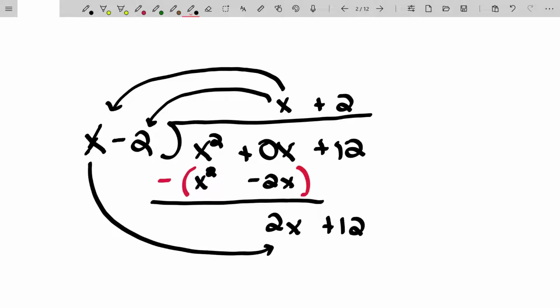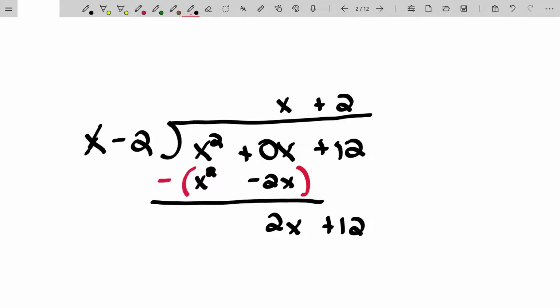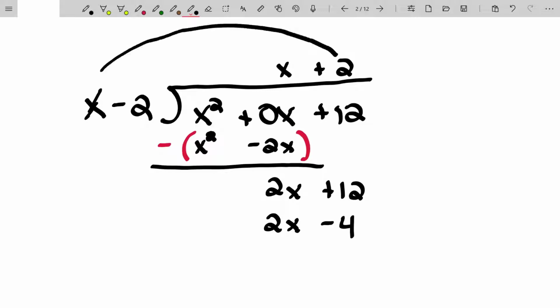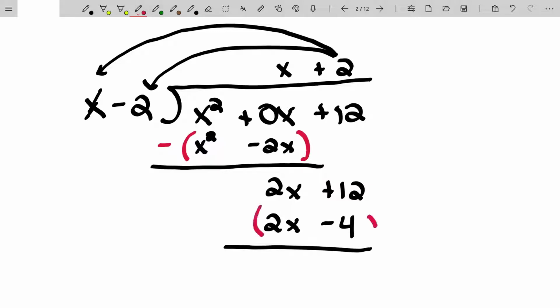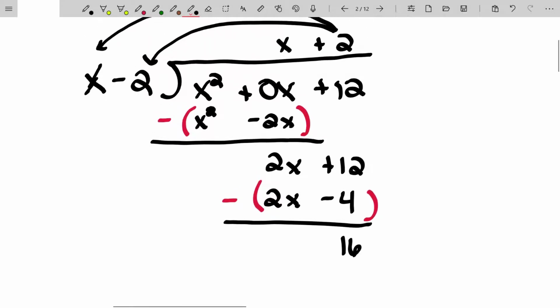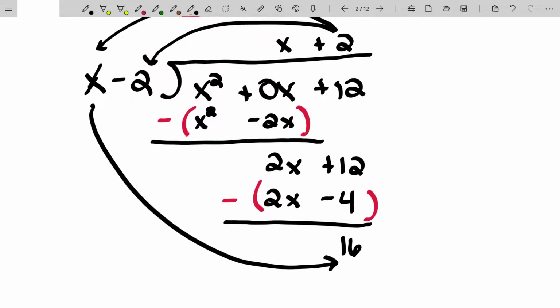And then you can multiply through. There's really no reason to, but we can multiply through and you'd get 2x minus 4. That's found from multiplying 2 times x and 2 times a negative 2. And again, you do that subtraction of that entire statement. The 2x's will cancel by design. 12 minus a negative 4, that'll give us a positive 16. Since x does not go into 16, 16 is called the remainder.